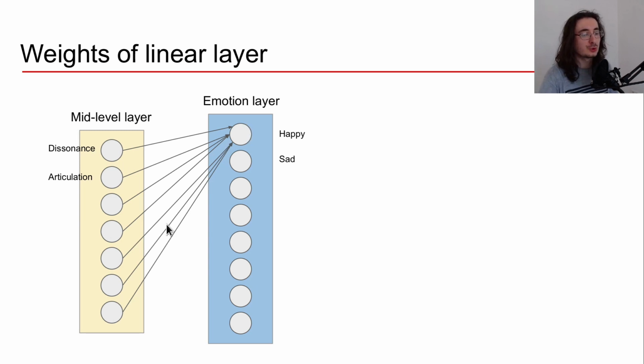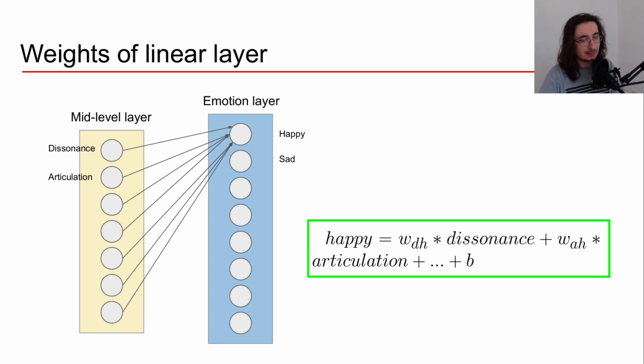Now here I've only drawn the connection between the input neurons and the happy output neuron in the emotional layer, just so as not to make the whole drawing a complete mess, but you get the idea, right? Okay, and the mathematics behind this is very straightforward.